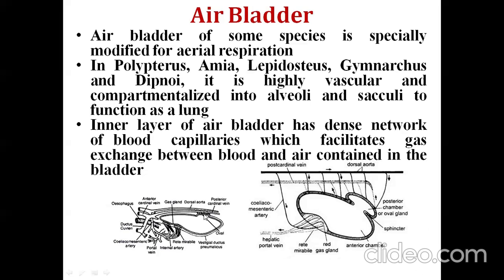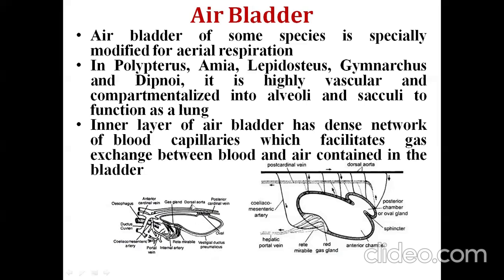So here you can see two images which show the air bladder. The inner layer of the air bladder has a dense network of blood capillaries. Here you can see the blood capillaries like rete mirabile, then portal veins, coeliac mesenteric artery, ductus Cuvieri, anterior cardinal vein, posterior cardinal vein, then the vestigial ductus pneumaticus, which makes the bladder a floating, air-filled one.